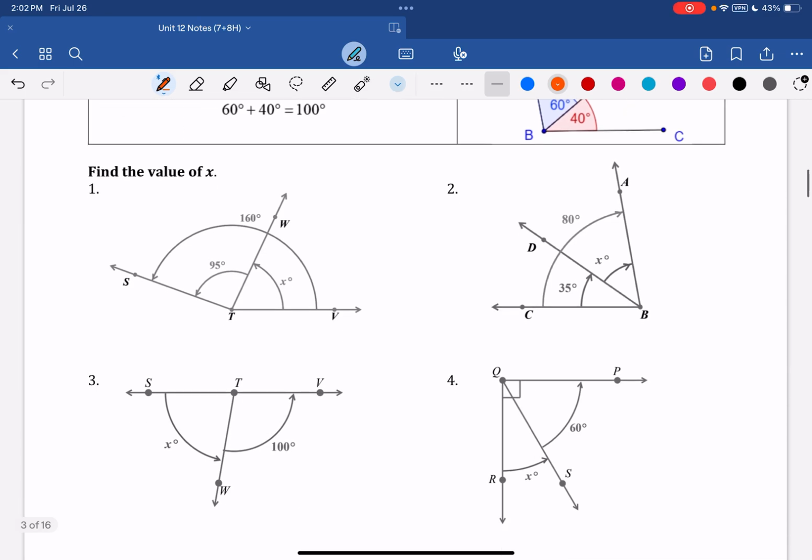So here we have some pictures. Find x degrees. The big angle is 160, and the smaller angle is 95. So we're going to do 160 minus 95, and that's what x is going to equal. So x is equal to 65 degrees. For the next one, the big angle here is 80, and this one here is 35. So to get x, we're going to do 80 minus 35, which is 45.